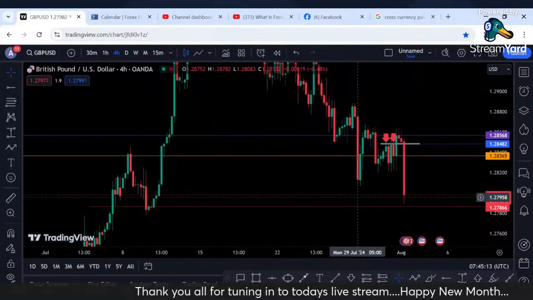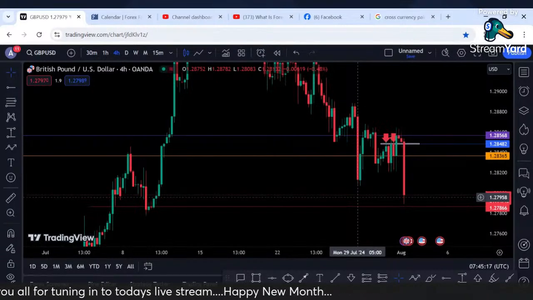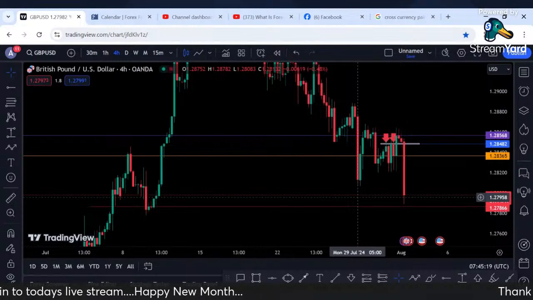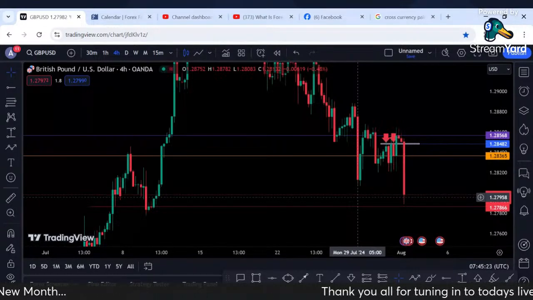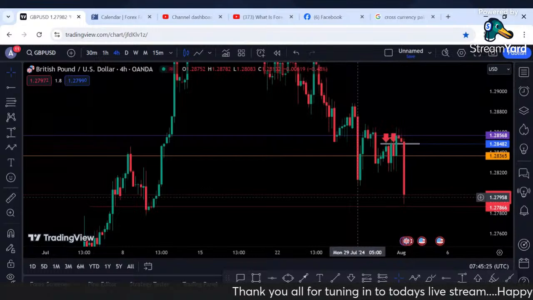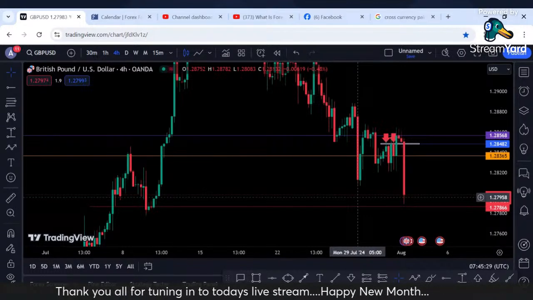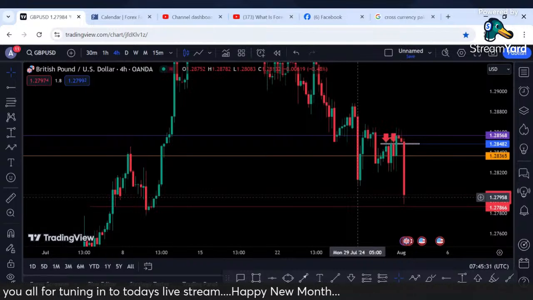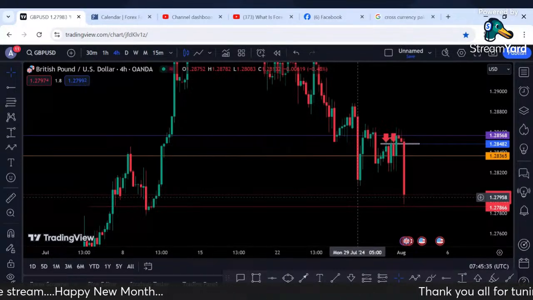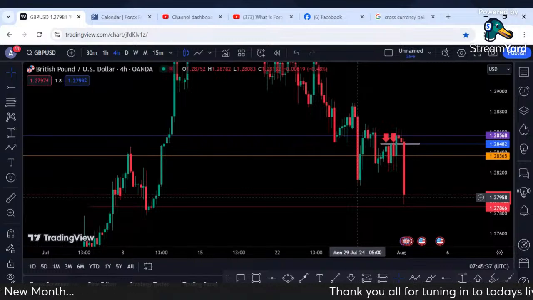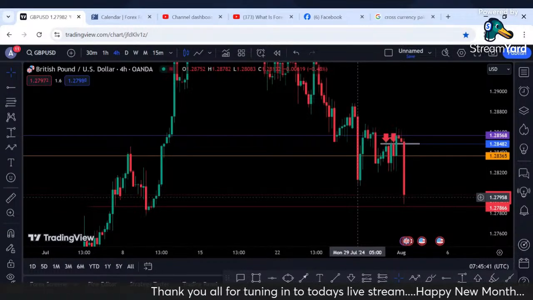So synthetics are not real, they are simulated. They are not backed by anything. It's like fake markets. Let me say it that way. It's a fake market. They are not backed by anything. With a currency, the instrument that you are trading is backed by an economy.